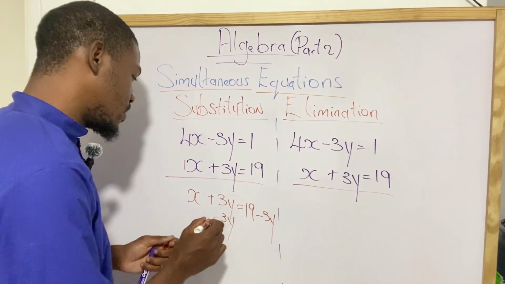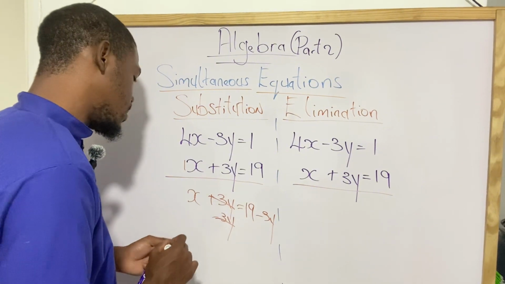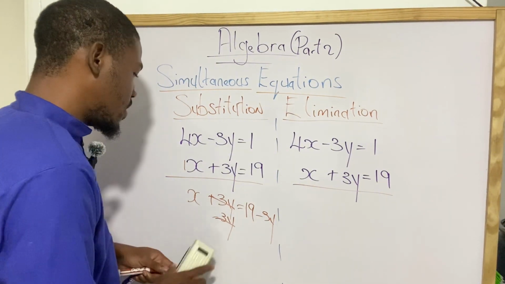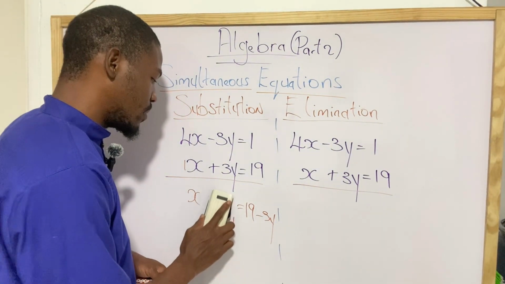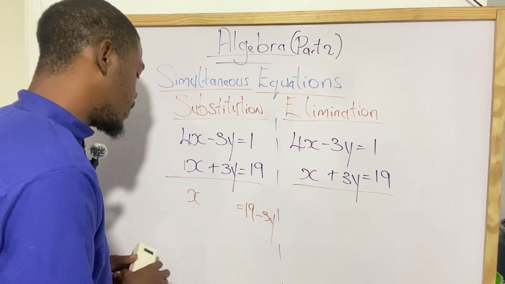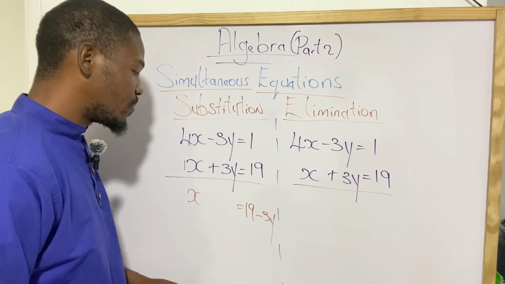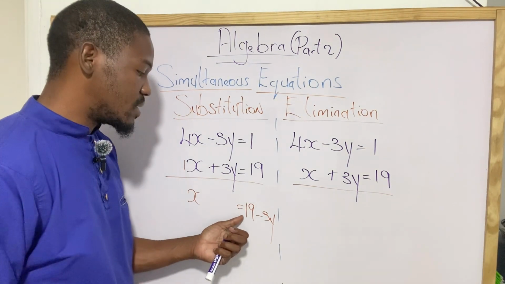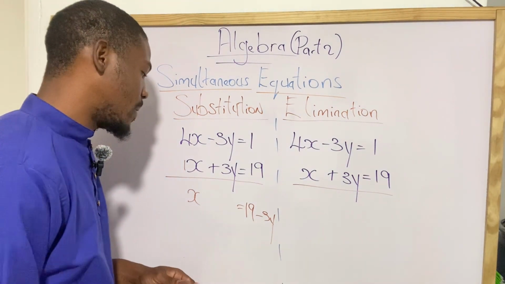Right? So these two are just going to be cancelled out. So I'm just going to erase that part so we can see what we're really working with. All right, so looking at this now, we have x equals 19 minus 3y, right?